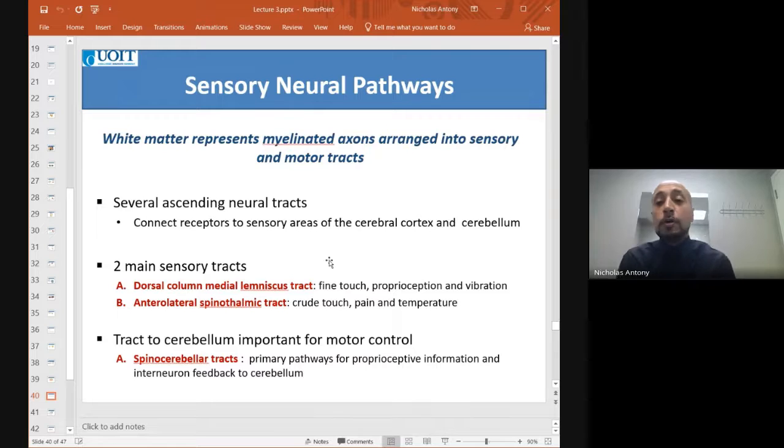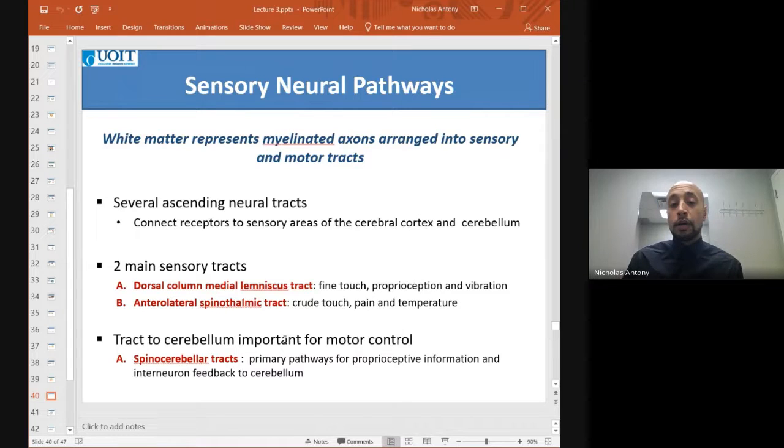So let's first talk about the sensory tracts. We have two main sensory tracts that are responsible for conscious awareness of our senses. We had our dorsal column, which was responsible for sending information for fine touch, proprioception, and vibration. And then we had our spinothalamic tract that was responsible for crude touch, pain, and temperature.